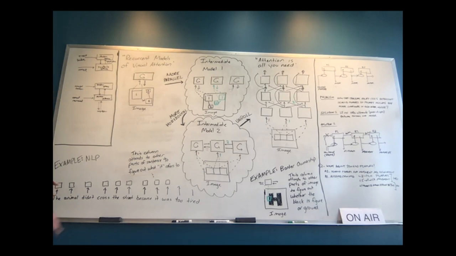Oh, that's the thing. It's doing all of this in parallel. This is a very parallel model where every stage of this is figuring out better and better ways to represent "animal," better and better ways to represent "didn't." Every part of the model does this simultaneously.